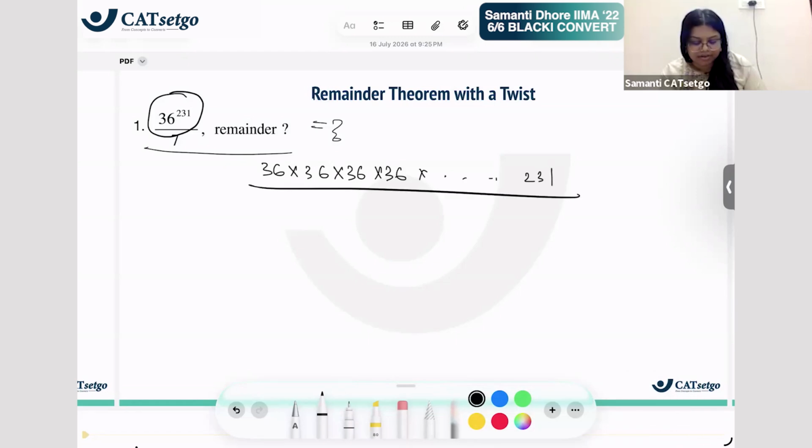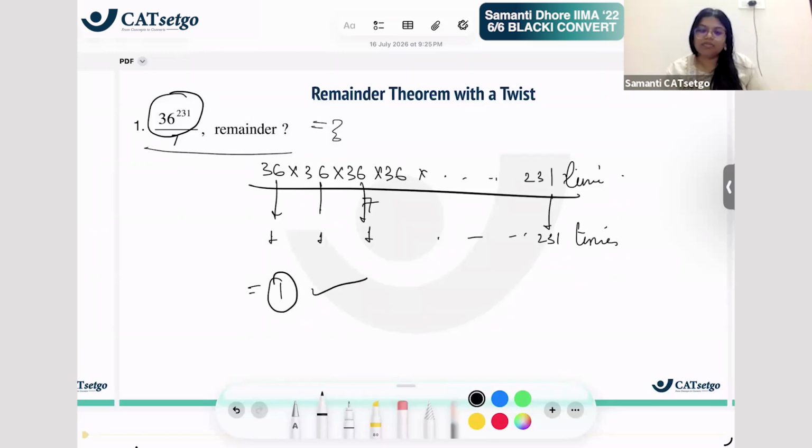So if I divide this by 7, is this question any different than the questions we have done so far? It is not. It's just that when you divide every number, you're going to get 1 as a remainder, 231 times. So what will be your final answer? 1. Right? 36 raised to 231 divided by 7.